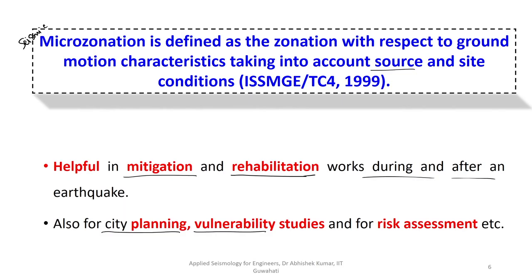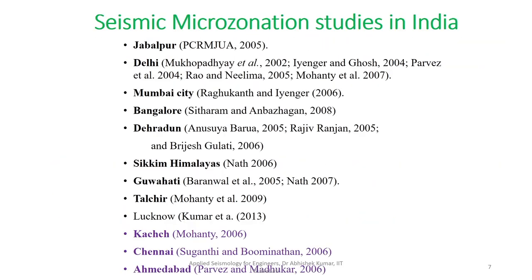Everything goes inside a particular microzonation map. Some of the cities I have mentioned here have had microzonation studies completed, and some are still undergoing them. So, it is not the first time; the study of microzonation maps has been happening for a number of cities. For some cities more than one attempt has been made to understand the microzonation of the study area, and this can further be used in vulnerability and risk assessment.